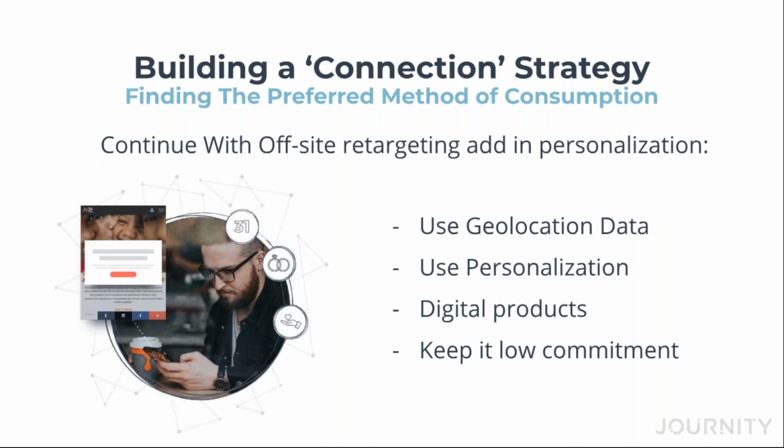So when you want to build a connection strategy, you want to continue with the offsite retargeting. So you want to keep bringing people back to your website, but you want to add in personalization. So you want to use things like geolocation data. For the example of the resource cards, if I gave those to you out in Lincoln, it would not be very helpful. So you want to look at making your campaigns relevant based on location, making it relevant based on the type of content that people had previously read, and then you want to offer them digital products like those resource cards so that they can take that next step and engage.